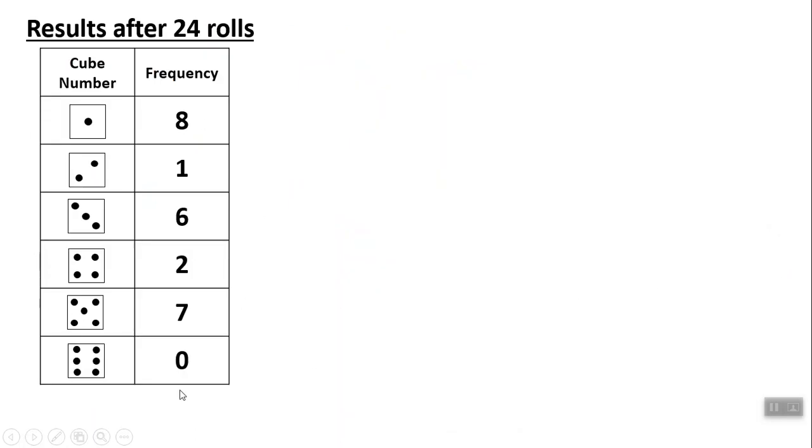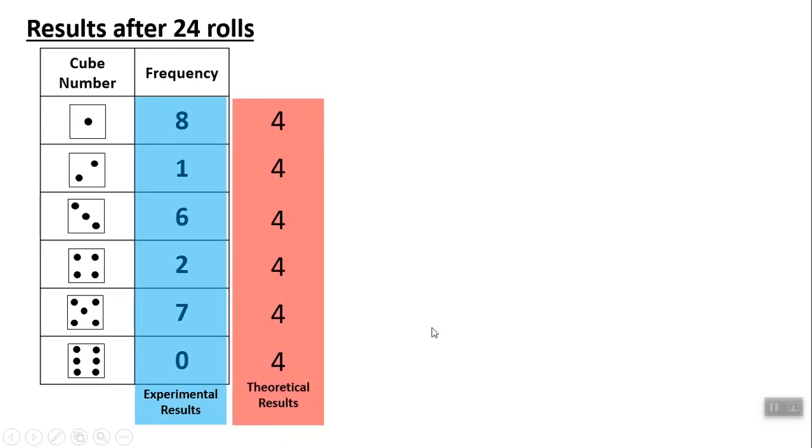We've got a table here showing the frequency, the amount of times things appeared after 24 rolls. So 1 appeared 8 times, 2 appeared once, and so on. This is showing experimental results. Theoretically, 6 different outcomes, 24 divided by 6. Theoretically, everything would have appeared 4 times. But when you actually did the rolling, in the blue, that's what happened. So another way to figure this out, you could have said each of these had a 1 in 6 chance of appearing. Then you'd do your proportion completion. Everything should have appeared 4 times theoretically.